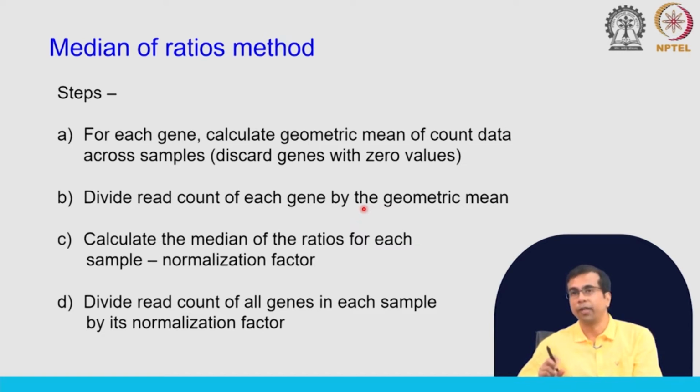We have the first step where we calculate the geometric mean for each gene. We divide read count by the geometric mean, and when we get some ratios, we get some values. We calculate the median of those ratios for each sample, and those median values for each sample will be the normalization factors for those samples. And using that normalization factor, you divide read count of all genes in each sample. Again each sample will have its own normalization factor, and we will use that to divide the read count. So, let us now look at this in action, and that will be clear.